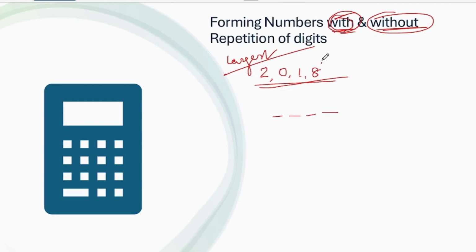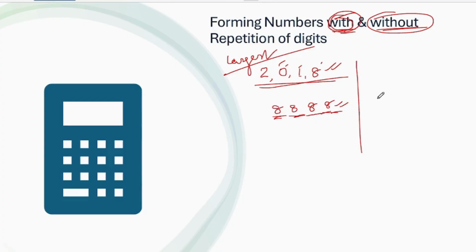It means that you can use any of these digits as many times as you want. Which is the largest digit among these digits? It is 8. 8 will be at the extreme left-hand side. Since repetition is allowed, you will use the same 8 at all the positions, and it will give you the largest 4-digit number when repetition is allowed.